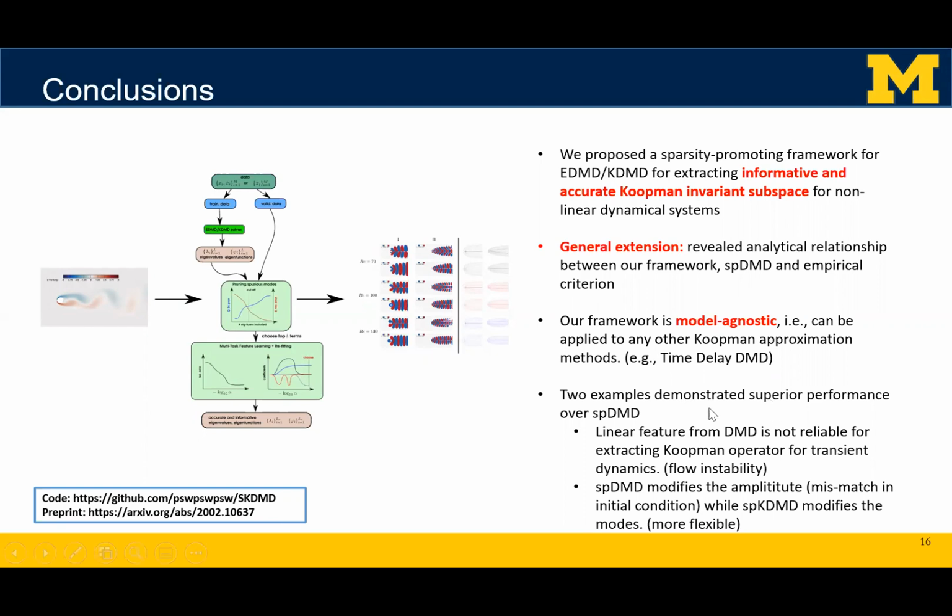Linear features from DMD are not reliable for extracting Koopman operators for transient dynamics, for example, the flow instability that we have already seen. And this also comes from Chen's 2014 paper. And moreover, sparsity-promoting DMD modifies only the amplitude. Therefore, there will be a mismatch in the initial condition, while our framework modifies modes, which is more flexible than only optimizing the amplitude.